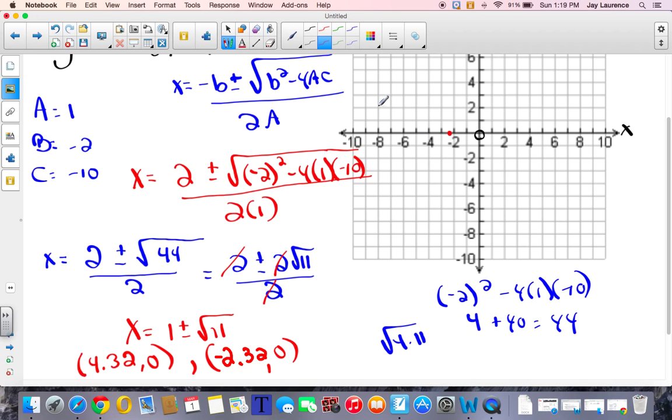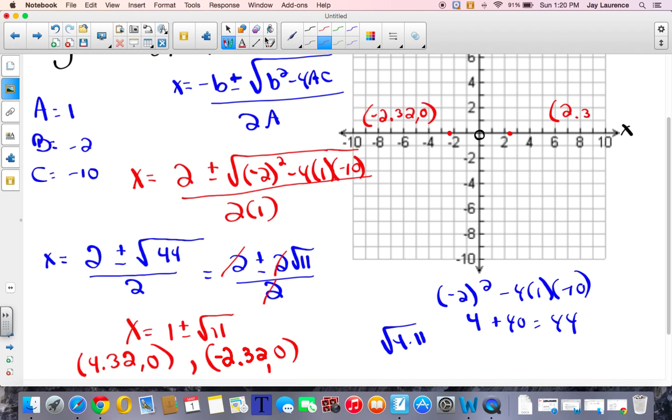It might be a really good idea to label that. Make it clear to the reader what point you mean. Now, I mentioned in the first problem that there was another way to find the vertex. I'm not going to find it here, but I will go back to that first problem after I do this one.